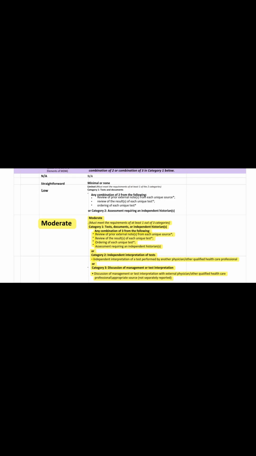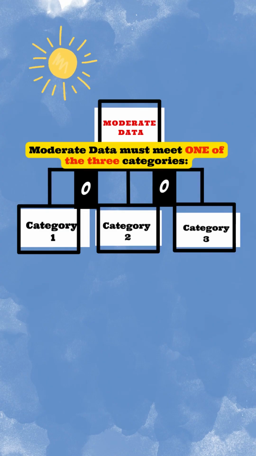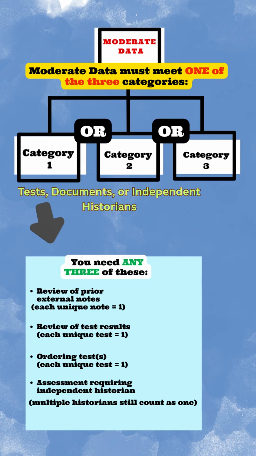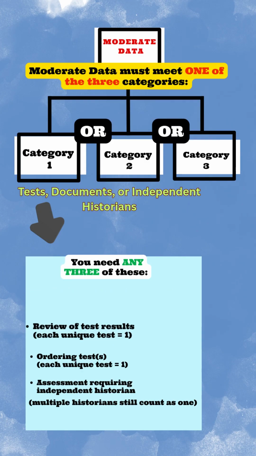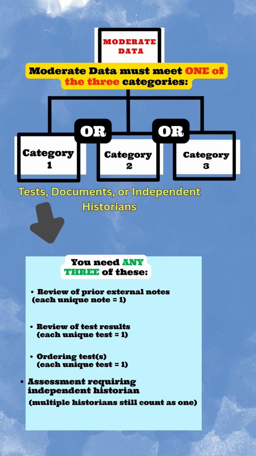Now let's look at the moderate level of data. Moderate data must meet one of the 3 categories. Category 1, or Category 2, or Category 3. Category 1 for the moderate level is very similar to Category 1 of the low level, but now you need any 3 of the following below. That would be review of prior external notes, review of test results, ordering tests, and an assessment requiring an independent historian.